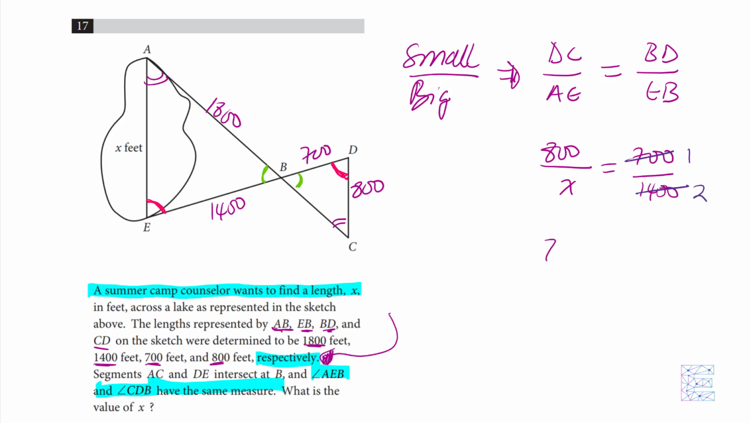So really this is 800 over x equals 1/2, and to solve for this we cross multiply. So x ends up being 1,600. So the distance across the lake is 1,600 feet. That's your answer.